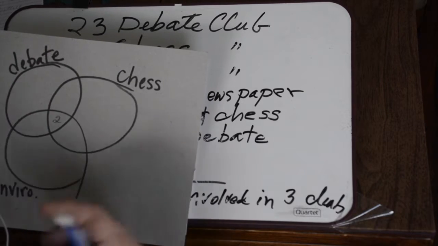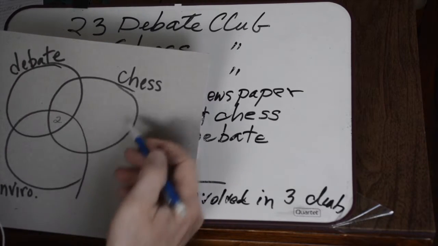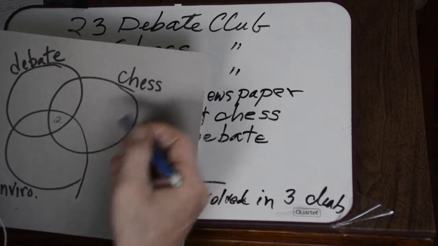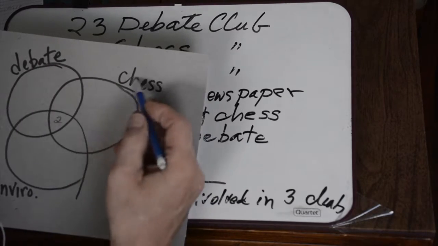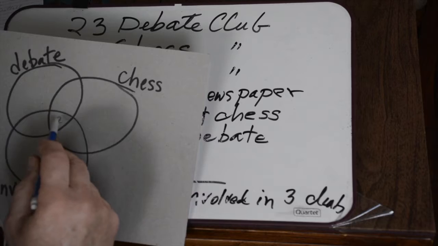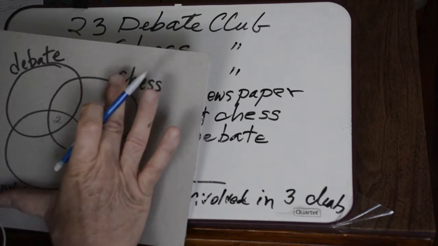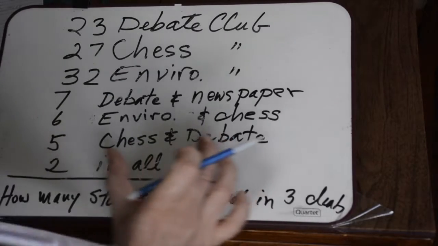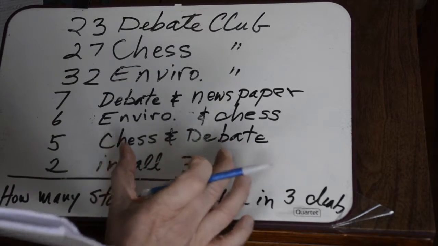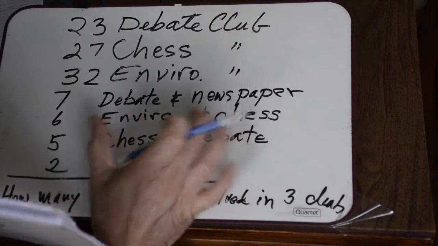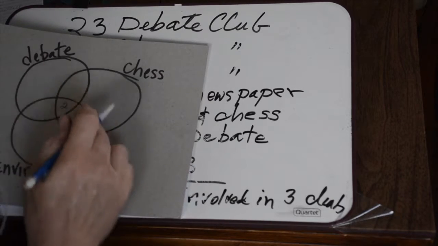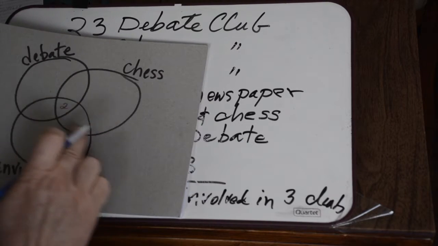Now, we work out from there. Well, how many people are in chess and environmental? Both of these two, but not all three. Chess and environmental is 6. There are a total of 6 people in this overlap area.